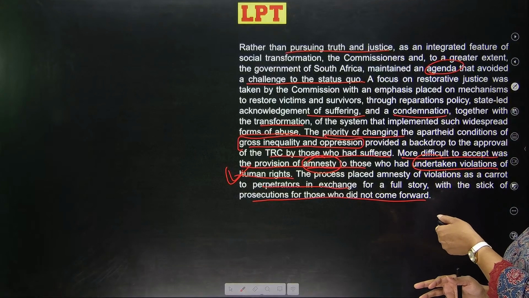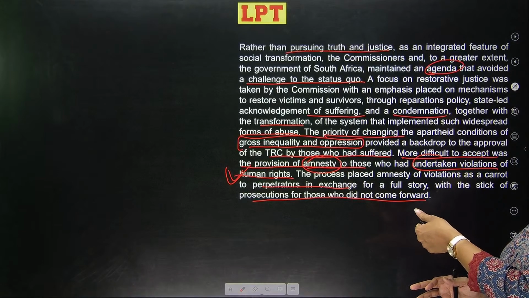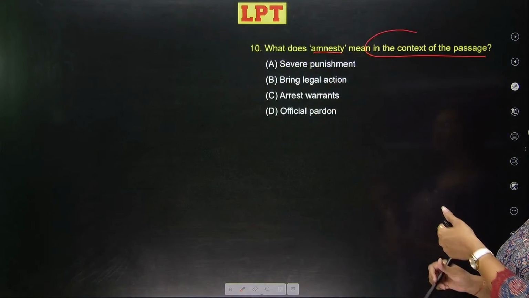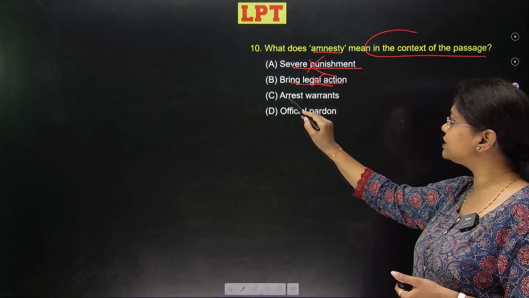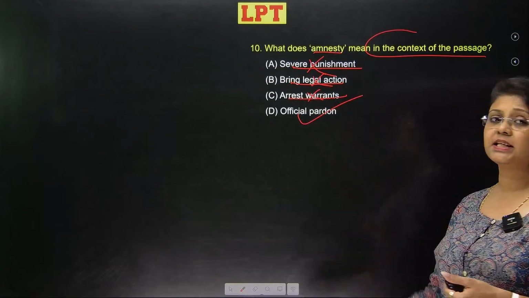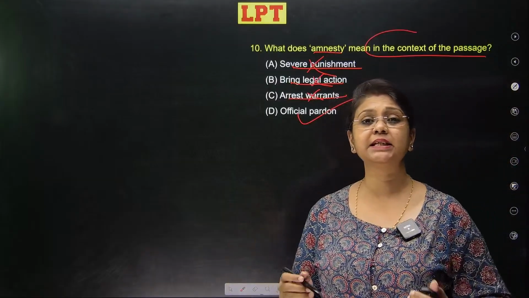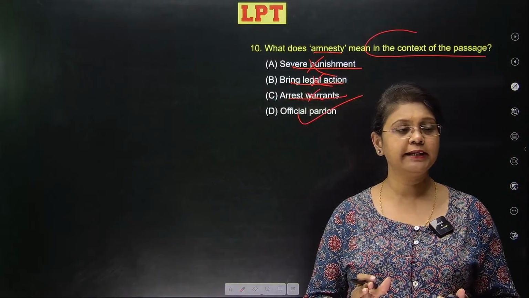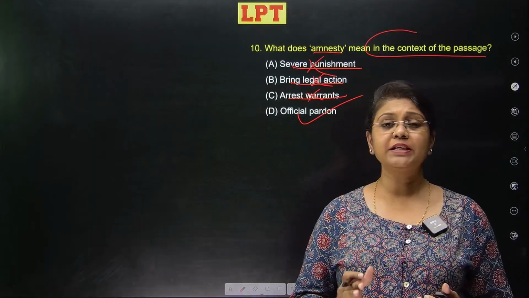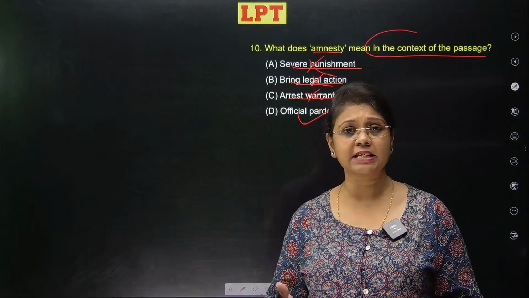If you look at the options, it is not severe punishment, it is not bring legal action, it is not arrest warrant. The answer is official pardon. Amnesty is a formal word for official pardon, right, guys? Okay, so this was the RC session that we had planned.